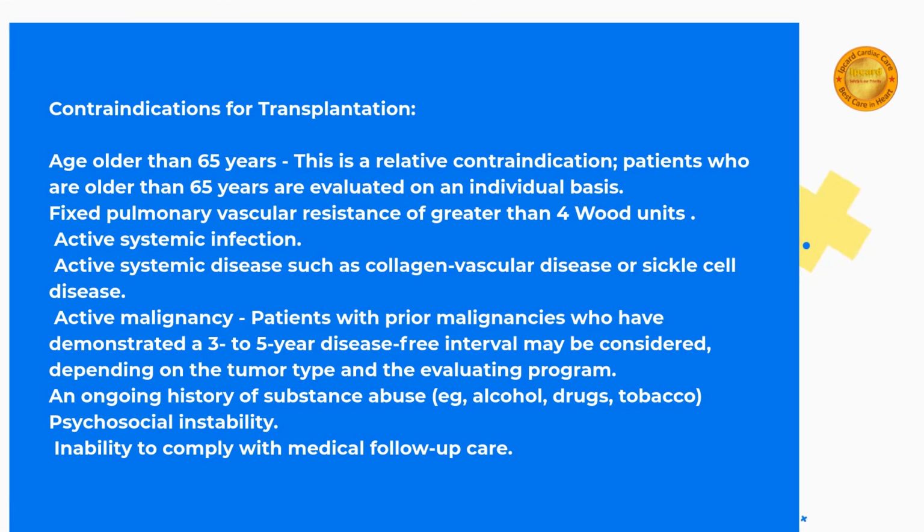Contraindications for transplantation. Age older than 65 years is a relative contraindication. Patients who are older than 65 years are evaluated on an individual basis. Fixed pulmonary vascular resistance of greater than 4 Wood units. Active systemic infection. Active systemic disease such as collagen vascular disease or sickle cell disease.